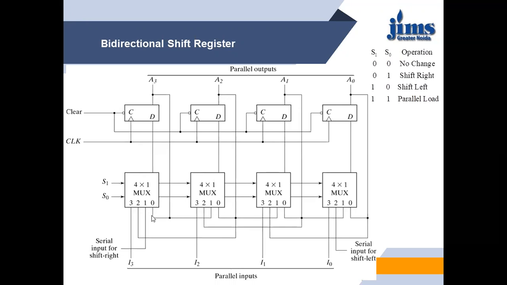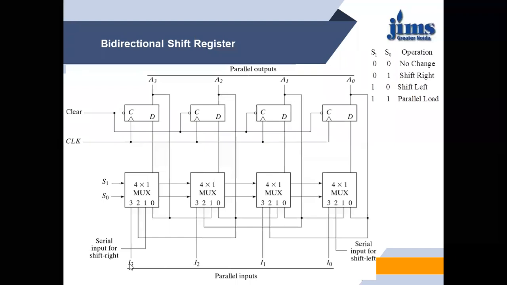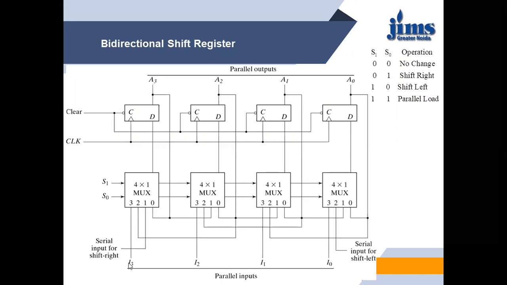Now suppose in the last case, if the select lines of the mux are 1 1, then we can see that the third, that is the last input of the mux, is connected to the D flip flop. So this is nothing but I0, I1, I2, I3. These are the parallel inputs. Whenever a single clock cycle is given to the flip flop, data is loaded parallelly. And in this way, the data is available with one clock cycle at the outputs A0, A1, A2, and A3.